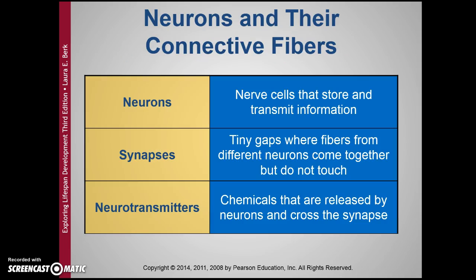Okay, neurons and connective fibers, you need to understand what a neuron is, understand how neurons communicate with each other, and this is through synapses. This is where information jumps across the gap. And the chemicals that help with that information transmitting are called the neurotransmitters.